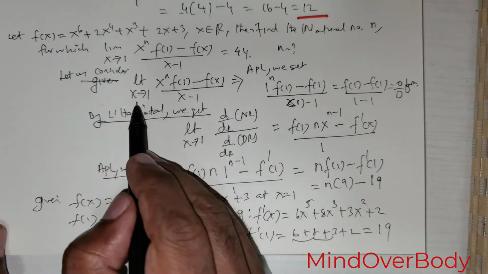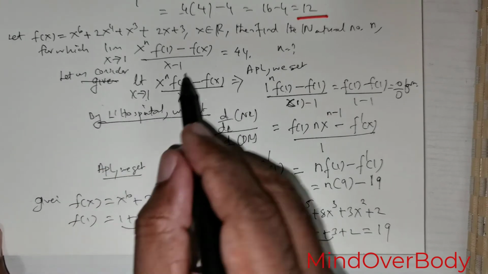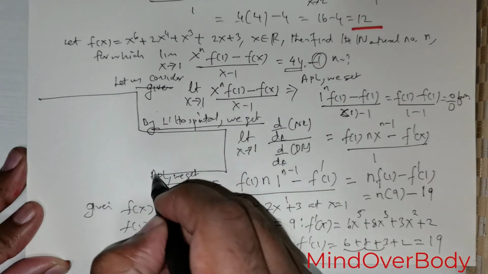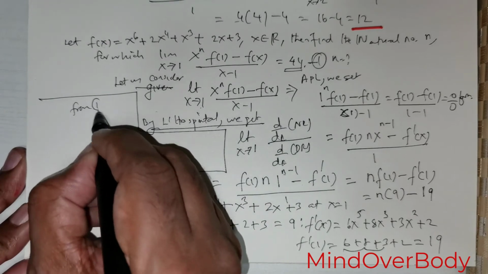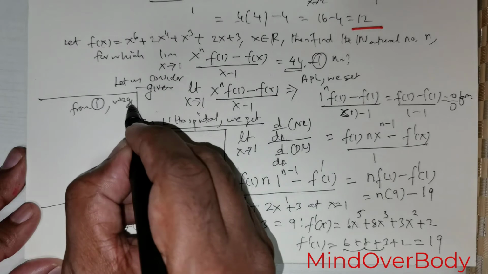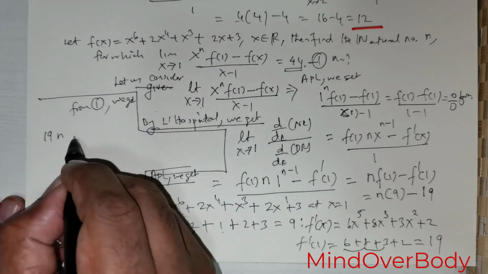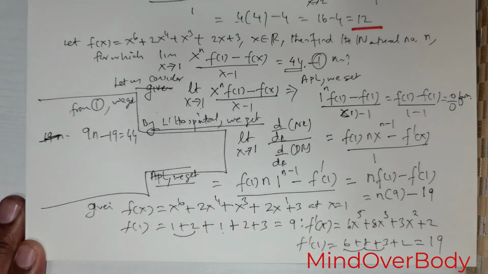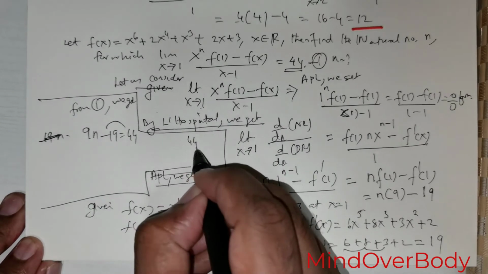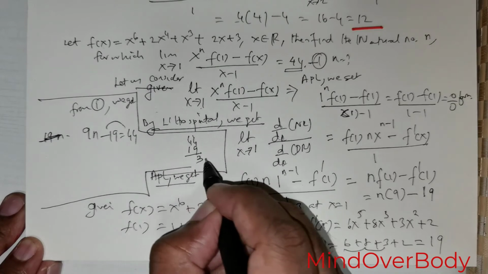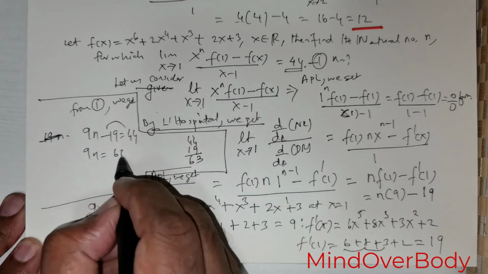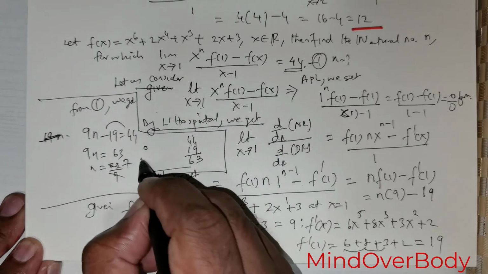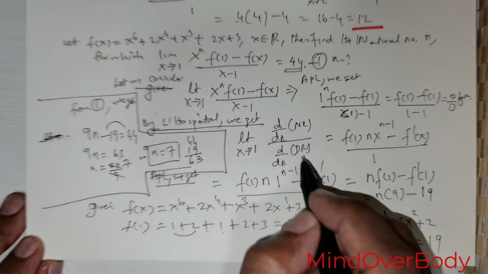Now what is the functional value as x is tending to 1? The functional value as x is tending to 1 is given to be 44. So if I name this expression as 1, I'm going to use the space here. From 1 we get 9 times n, negative 19, is equal to 44. So I push this 19 to the other side. It means 44 added with 19, which gives me 63. So 9n is equal to 63. So n is equal to 63 by 9. 9 divides 63 seven times. Therefore the value of n is 7.